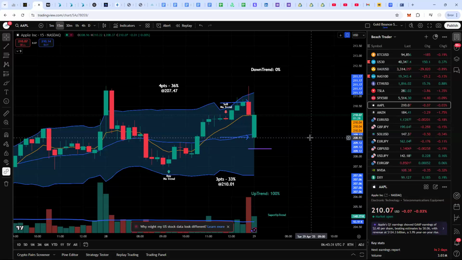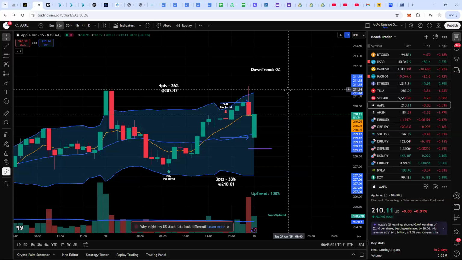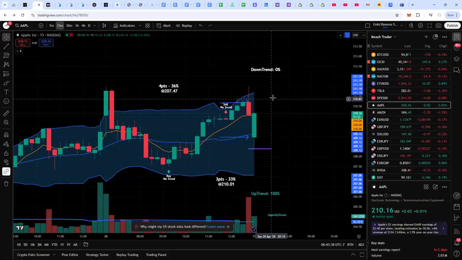But it's real simple. Apple will probably be up here in a little bit. I might get out of Apple probably around this little area right here. It's making a lot of profit for me. So I'm feeling really good about that.